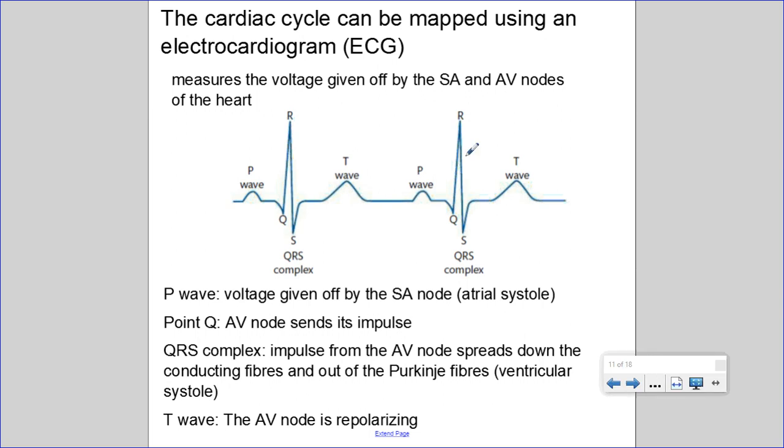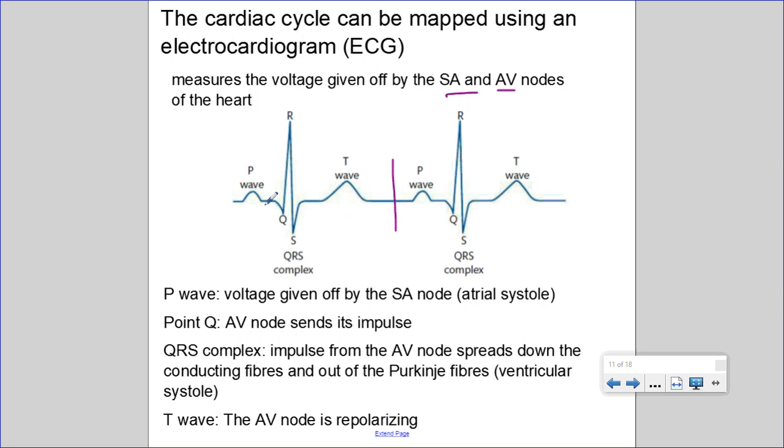So the cardiac cycle can also be mapped using a technique called an electrocardiogram, or ECG. An ECG will measure the voltage given off by the sinoatrial node and the atrioventricular node of the heart. Now there is a characteristic shape to the cardiac cycle. I've just drawn a line between the two waves to indicate where one cardiac cycle would be.